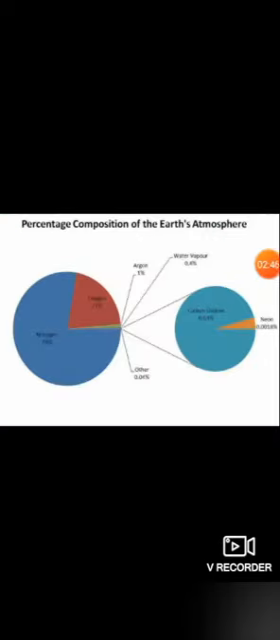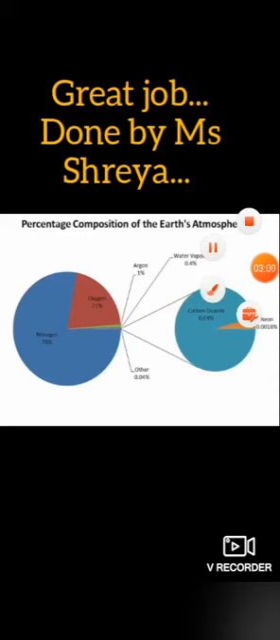Next we have elements in the atmosphere. Atmosphere generally consists of gases, and the percentage composition of Earth's atmosphere is as follows: nitrogen is 78%, oxygen is 21%, and the rest is other gases like argon, water vapors, carbon dioxide, neon, etc.